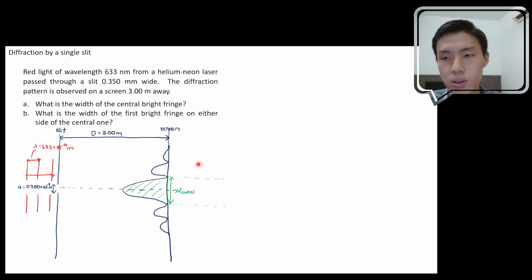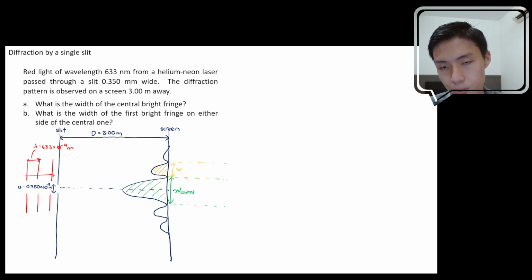The second question asks for the width of the first bright fringe on either side of the central one. Either side can be the side above or the side below. So let's say you look at the side above, and you want to know the width of this fringe over here. I'm going to use another color. This will be the width of the first bright.